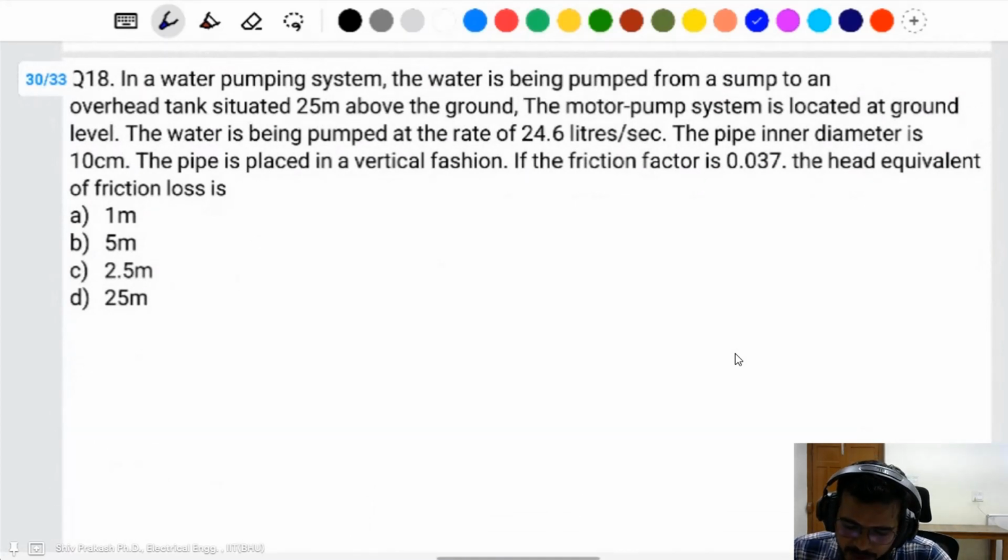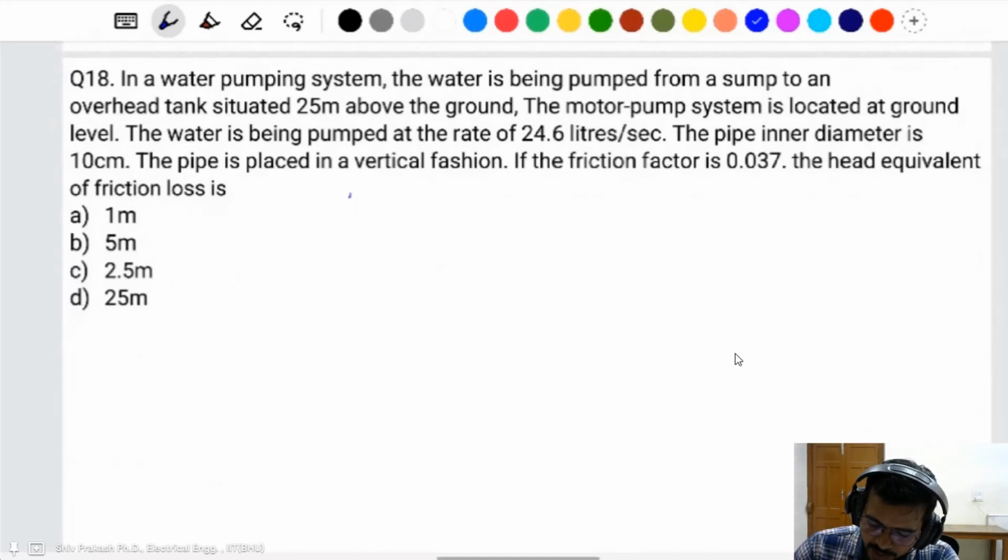Next one: in a water pumping system, water is being pumped from a submersible to an overhead tank situated 25 meters above the ground. The motor pump system is located at ground level. The water is being pumped at the rate of 24.6 liters per second. The pipe inner diameter is 10 centimeters. The pipe is placed in a vertical fashion. If the friction factor is 0.037, then find the head equivalent of the friction losses.